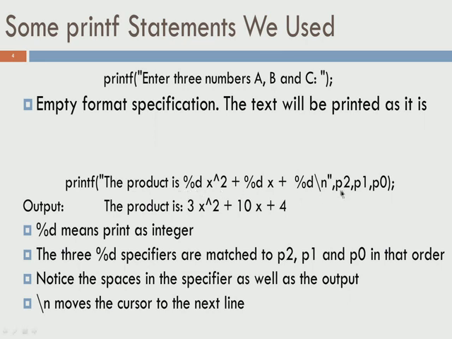Now, this first %d associates itself with p2, this one with p1 and the third one with p0. The output that we got last time was 3x squared plus 10x plus 4. You can see that %d was placeholding for 3 and the next %d was placeholding for 10 here and this one for 4, and everything else gets printed as it is. Backslash n, as I mentioned earlier, is essentially printing a new line. So, it will print this statement, the product is this, and any other print that you give will go to the next line.